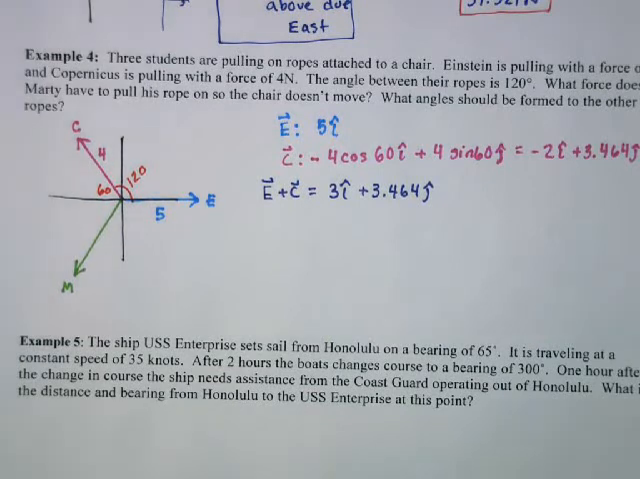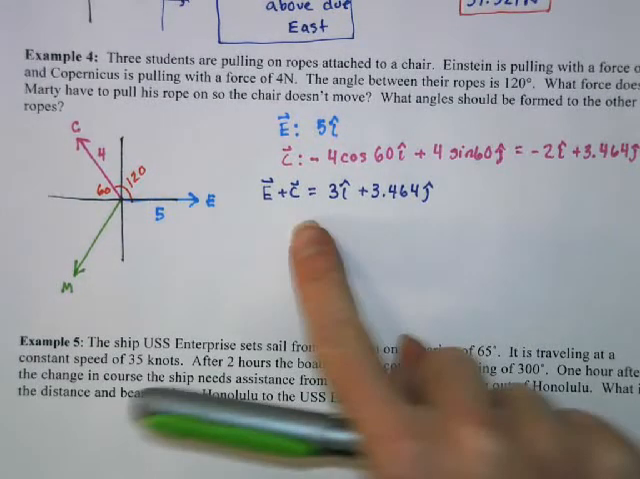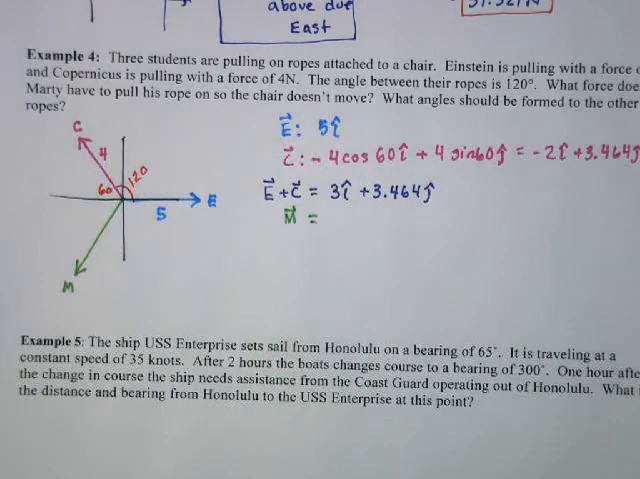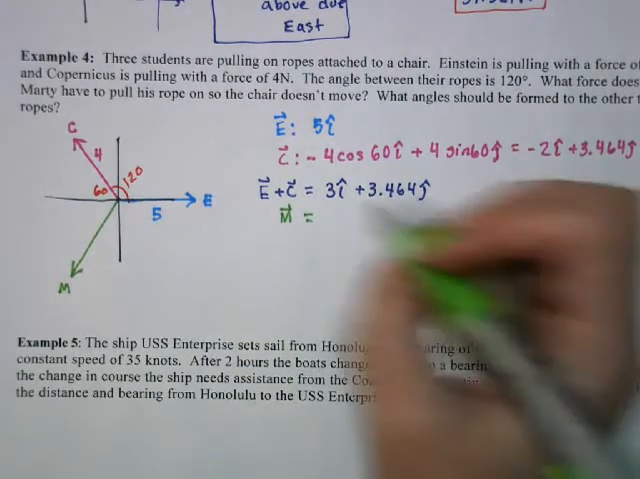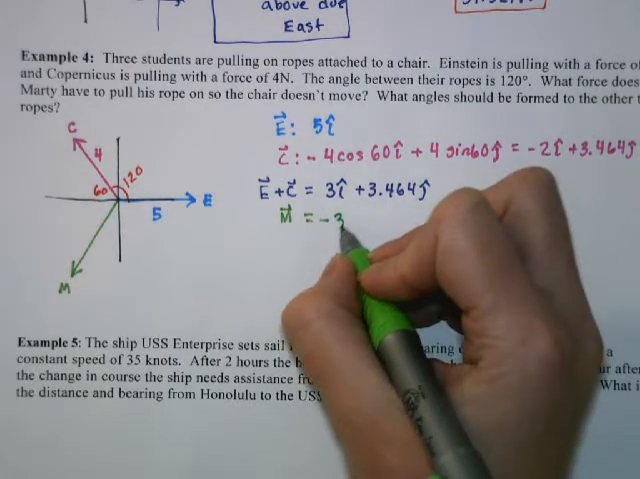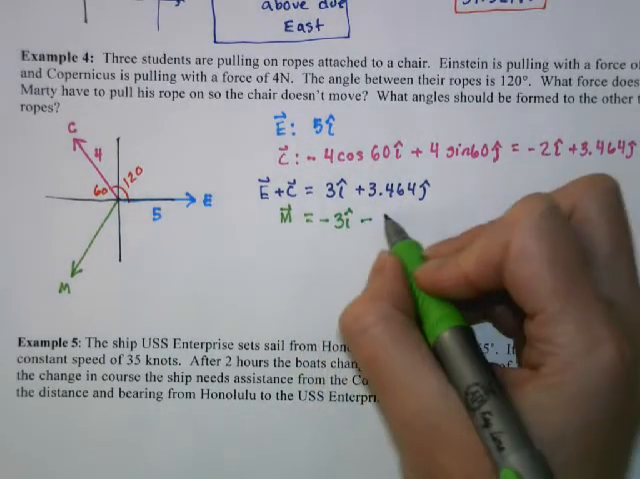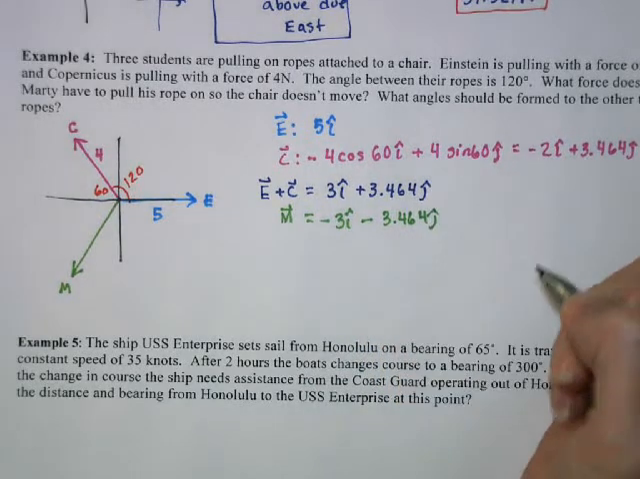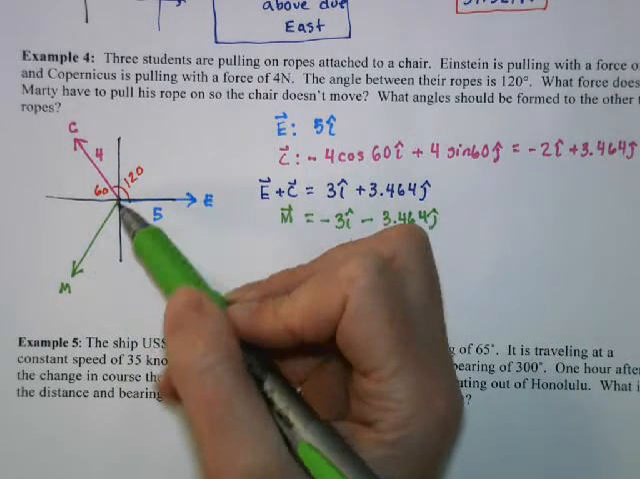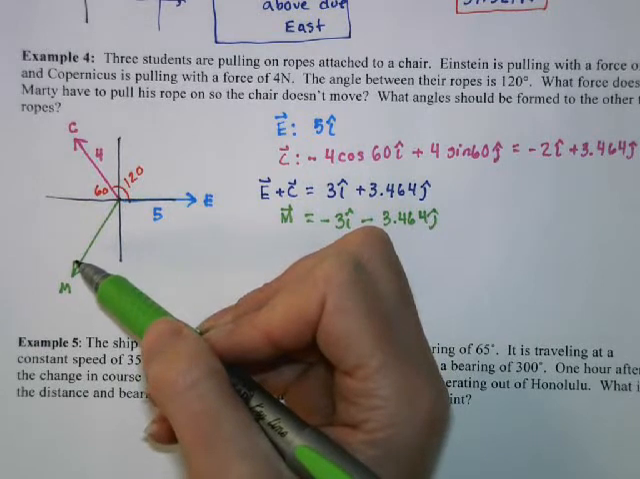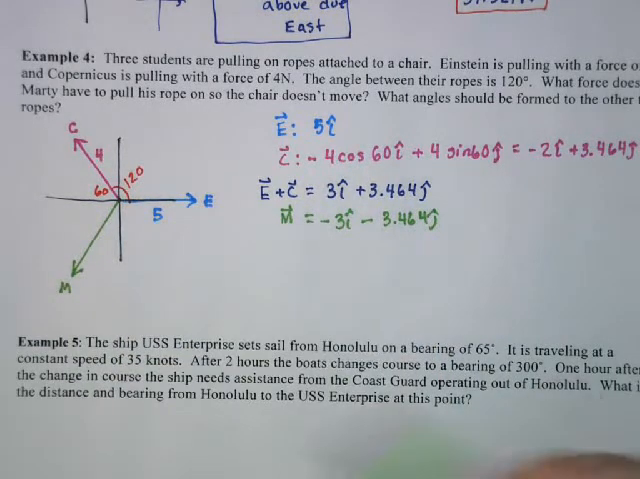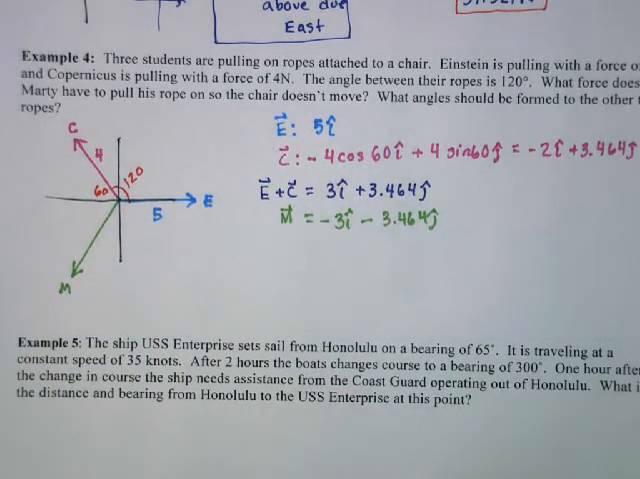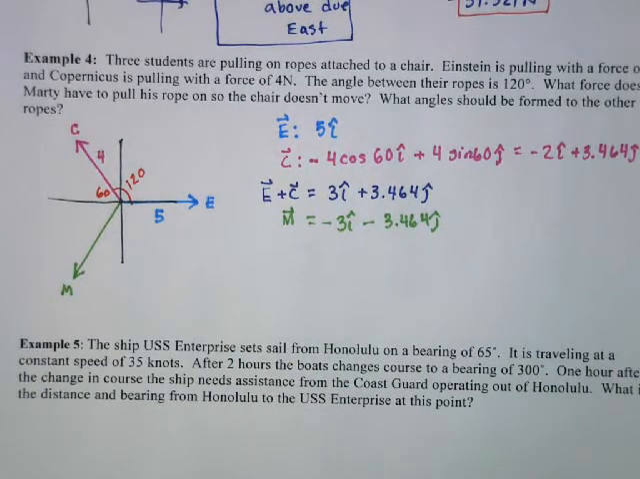Okay, if E plus C, if Einstein and Copernicus add up to this vector, what would the components need to be for Marty for nothing to be happening? Well, it's going to be a negative 3i and a negative 3.464j, okay, which matches our picture. We said it's going to be somewhere down here, so we initially intuitively understood that if I put this one here and this one here, this one's going to end up in the third quadrant.